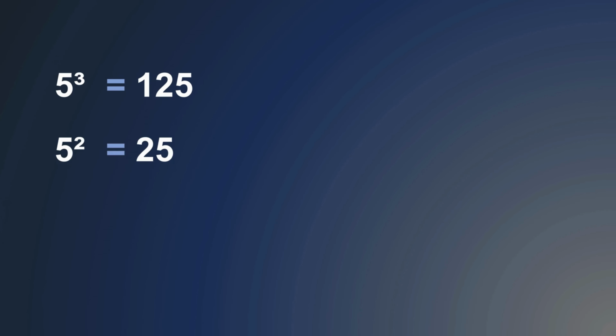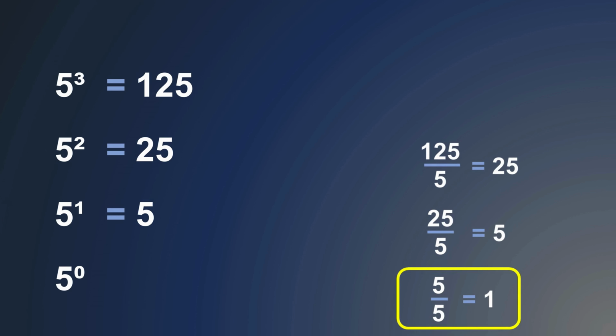This might still feel a little abstract, so let's use a real number to make it clearer. Let's say x is 5. So, 5 to the power 3 is 125. 5 to the power 2 is 25. 5 to the power 1 is 5. And to find 5 to the power 0, we follow the pattern. 5 to the power 1 divided by 5, which is equal to 1.